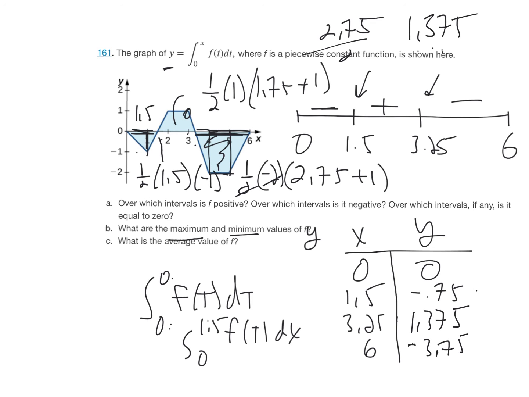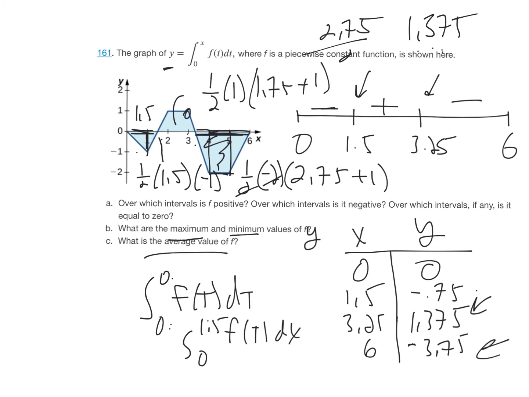So when's the maximum and minimum values? The minimum value is happening at x equals 6. So that's the negative area, and the maximum value happens at 3.25, and that's that value. So that's work we've done already, just applied using integrals. Now for the very last part, what's the average value of f?